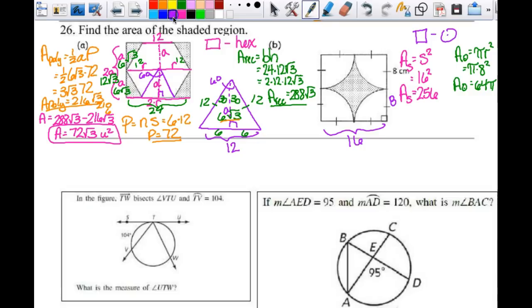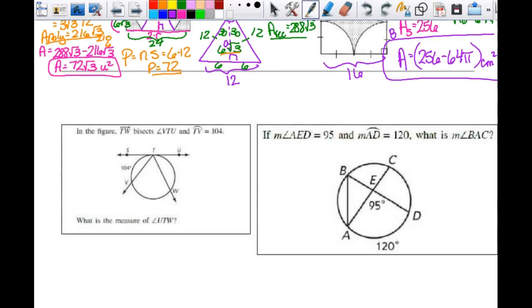And then in the end, all I got to do is subtract them. So my final area is square, which is 256, minus circle, which is 64 pi. I can't actually combine them. Parentheses, centimeters squared. Okay. We good?